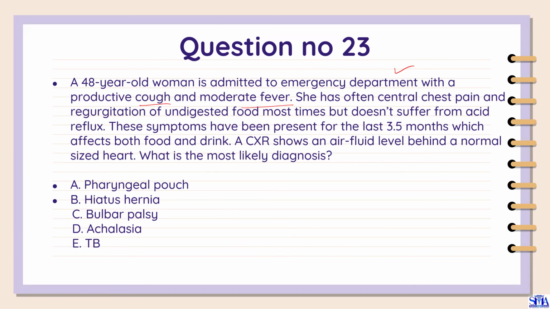We don't have any focal neurological deficit, so I think that's out. Bulbar palsy, TB, not a recent traveler, so that's out. I think it's between achalasia and hiatus hernia. These are the two close things. The word fever, honestly speaking, does not complement achalasia. Neither does the cough, I think. Already mentioned GERD and hiatus hernia, probably we are not thinking of that.